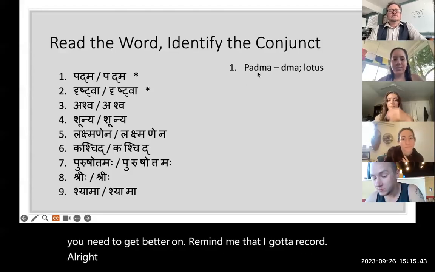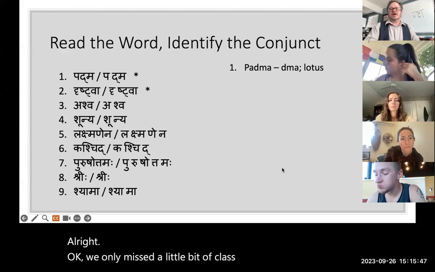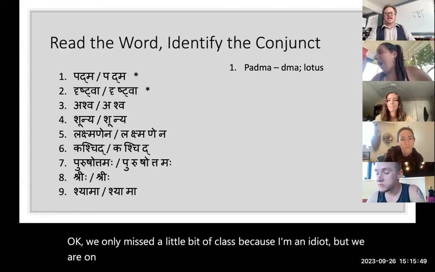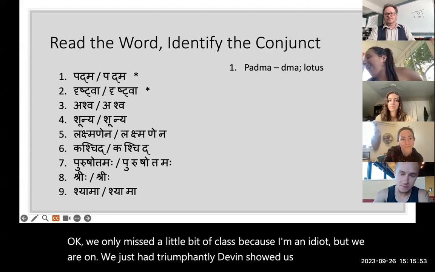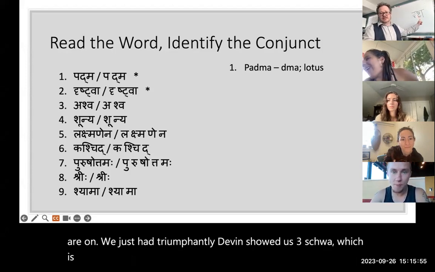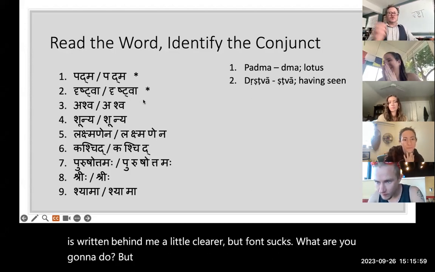All right. Okay. We only missed a little bit of class because I'm an idiot, but we are on. We just had triumphantly, Devin showed us Drishṭva, which is written behind me a little clearer, but this font sucks. What are you going to do? But it's a good one.